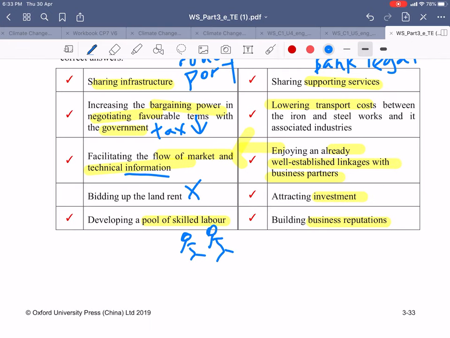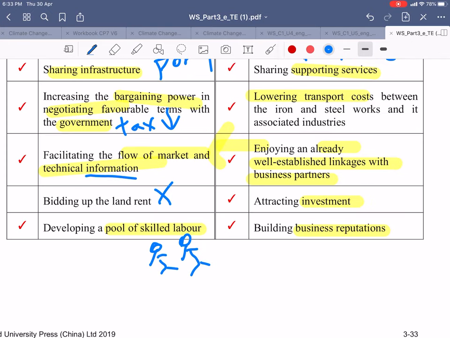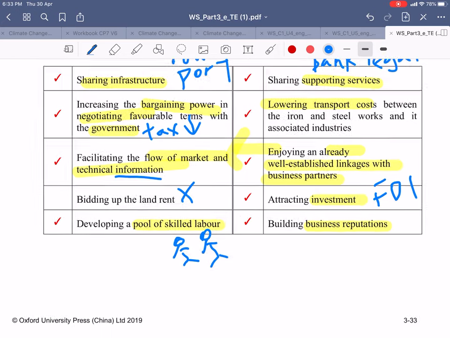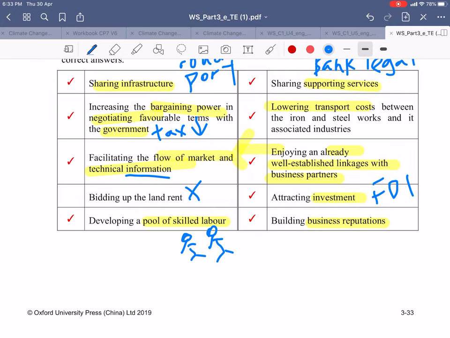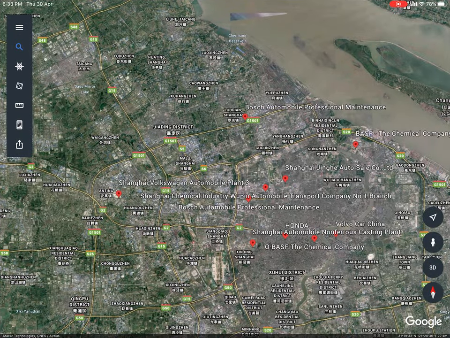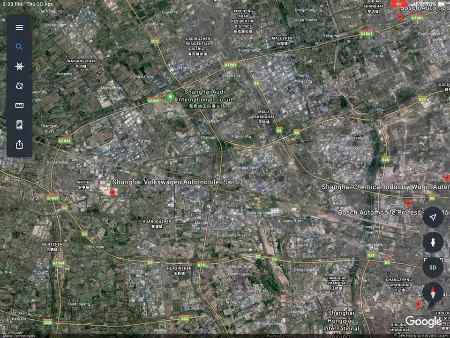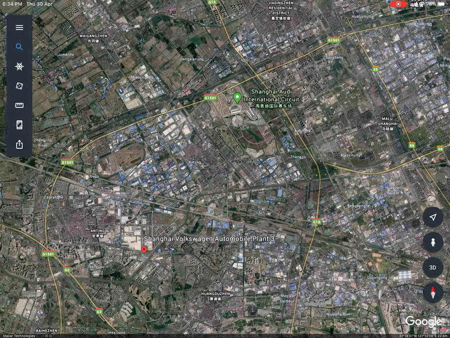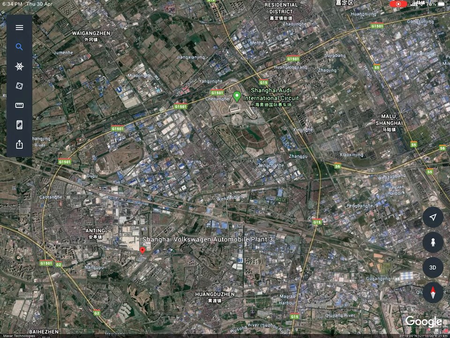Attracting investment, Shanghai is good, and they can keep asking for different kinds of investment, for example, FDI, foreign direct investment, building up a good business reputation. You know what, Shanghai can even attract the Formula One, which is just next to the Volkswagen automobile plant.